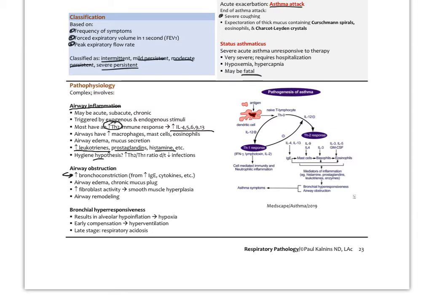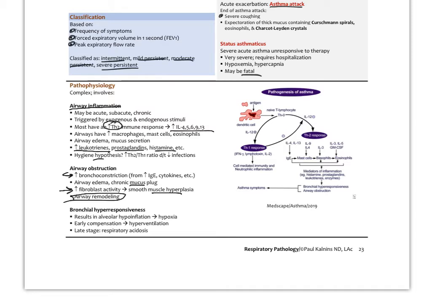But the airway obstruction would be bronchoconstriction, airway edema, and we get chronic mucus plugs. Now, over time, all those cytokines are going to activate fibroblasts that are in the airways. And remember, fibroblasts secrete collagen, but that's also going to stimulate smooth muscle hyperplasia. And that's part of that airway remodeling that I spoke about.